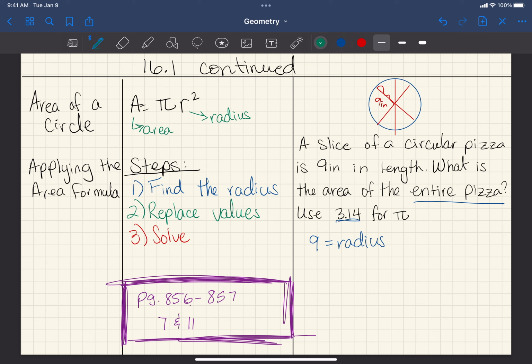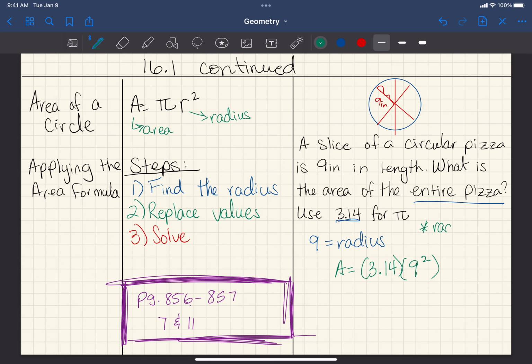So once I've already done my first step, which is finding the radius, I'm now going to replace the value. So I have my area is equal to pi, or I'm going to actually write in the 3.14 times 9 squared. So now I should know what 9 squared is. Now, we need to remember that 9 squared is 9 squared. It's not 3.14 times 9 and then square that answer. I always need to keep the radius as the only thing squared, okay?